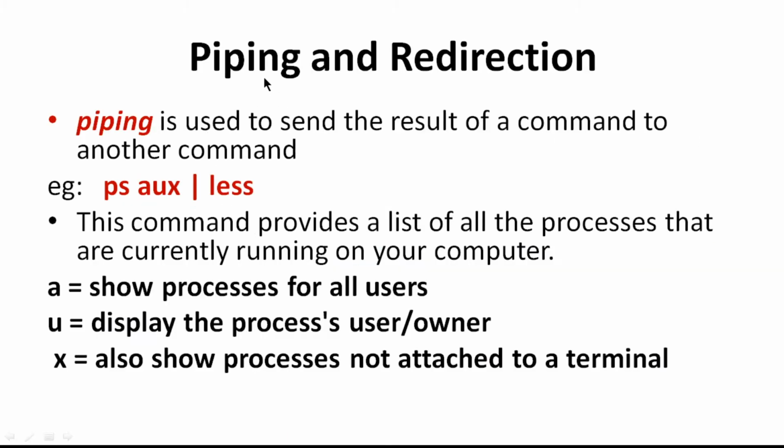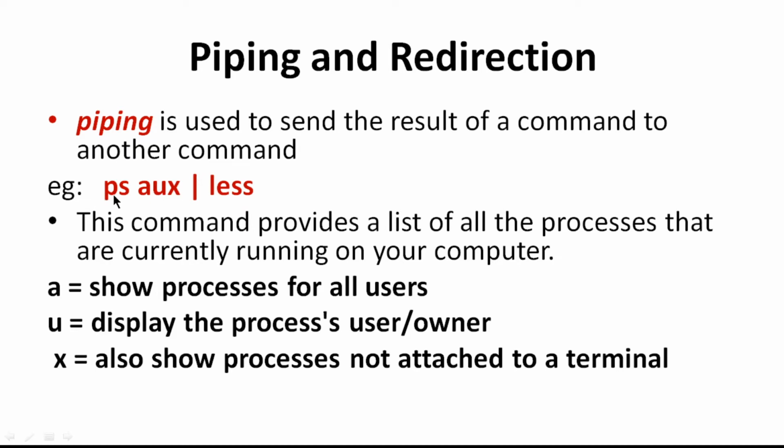So going for the next is piping and redirection. Piping is used to send the result of a command to another command. Basically, I execute one command, I don't want to stop there, I want to move the output of that command to another command. This can be done by using this piping symbol.